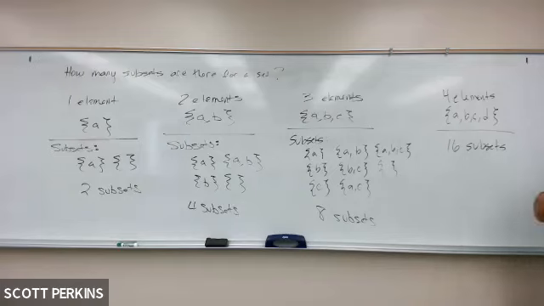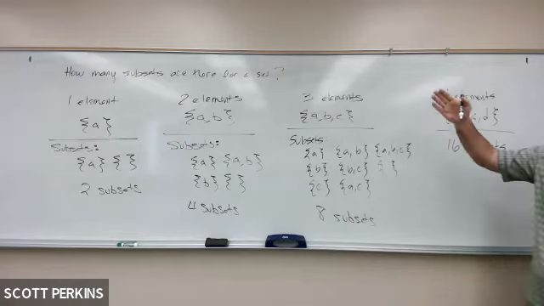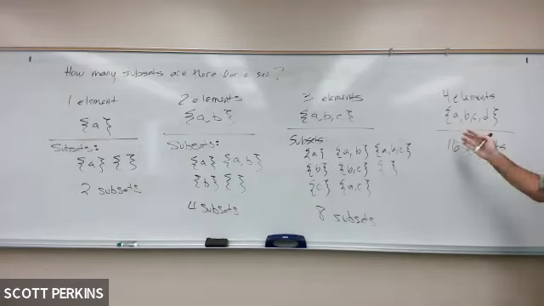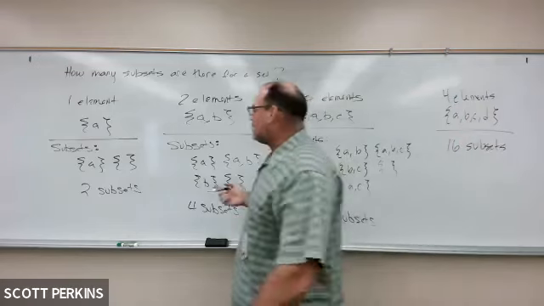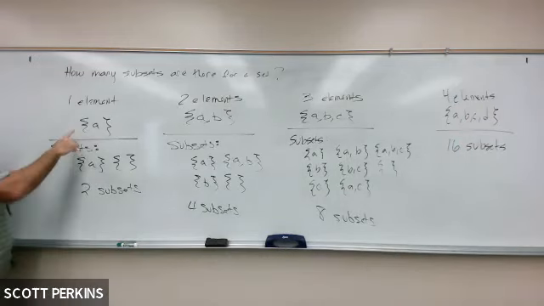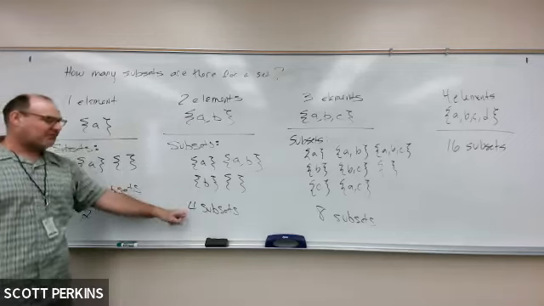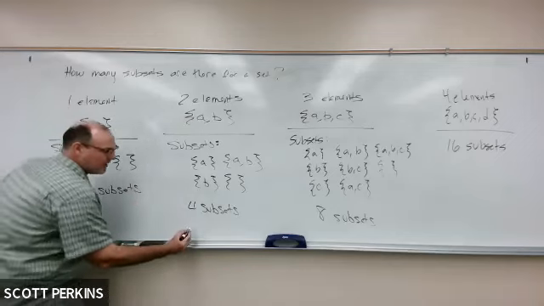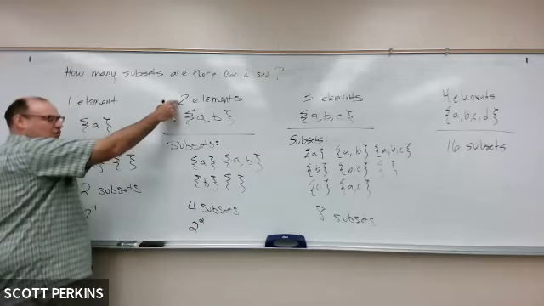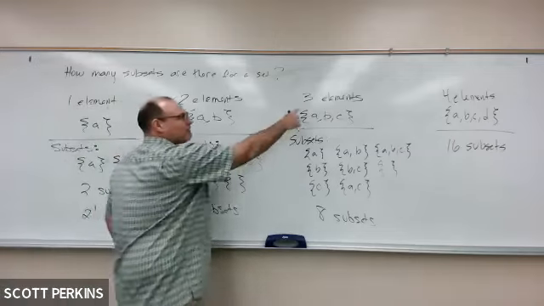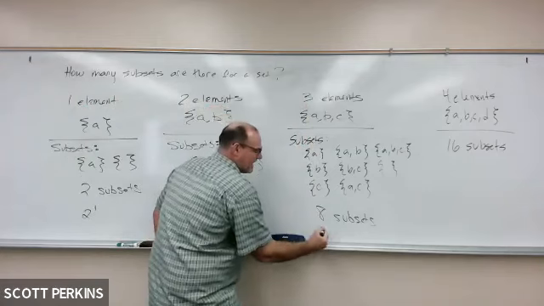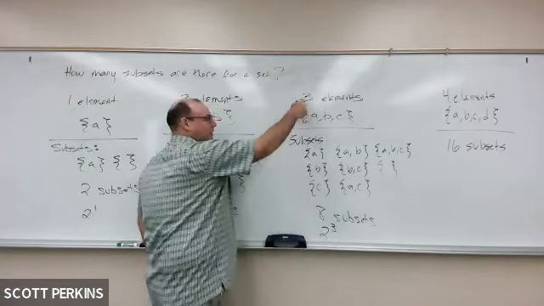And so the answer is yes. We don't have to go and list things out and see this. There is a general pattern here, and I'm going to show it to you. I had 1 element. There were 2 subsets. 2 can be written as 2 to the first power. When I had 2 elements, there were 4 subsets. 4 can be written as 2 to the second power. 2 elements, second power. 3 elements, there were 8 subsets. 8 can be written as 2 to the third power.